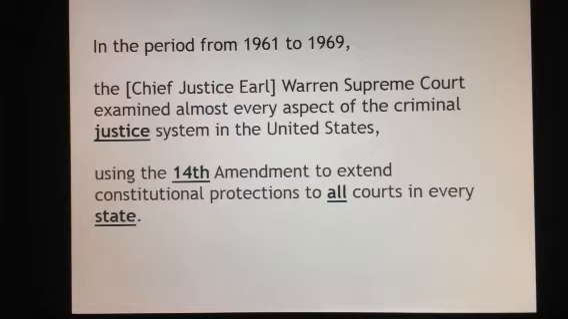From 1961 to 1969, Chief Justice Earl Warren was the Supreme Court Chief Justice, and the Warren Court examined almost every aspect of the criminal justice system in the United States, using the 14th Amendment to extend constitutional protections to all courts in every state. The Warren Court was a very important Supreme Court. This was a very important period, 1961 to 1969.